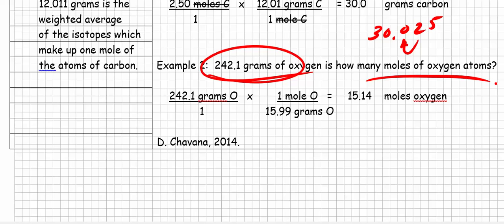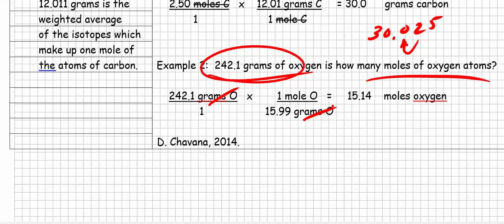Where did I get that 15.99? I got it from the periodic table, right? So whatever unit's in the upper left is going to go in the lower right. Why? Well, so I can cancel them. That's what I'm trying to do. I'm trying to get rid of grams and go to moles. So 1 mole of oxygen weighs 15.99 grams, right? Now am I going to multiply these two numbers or am I going to divide them? One's on top, one's on bottom.